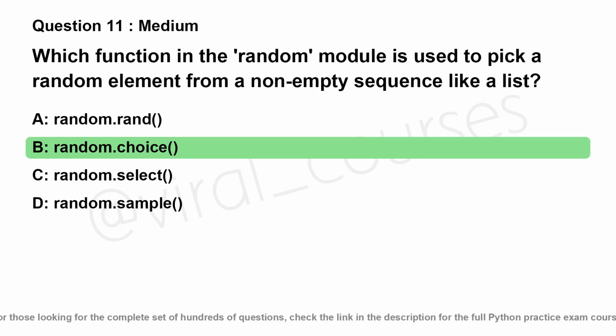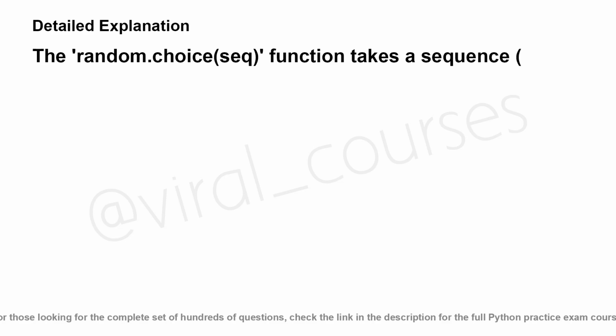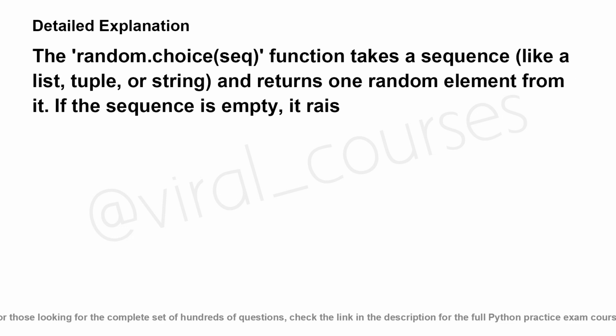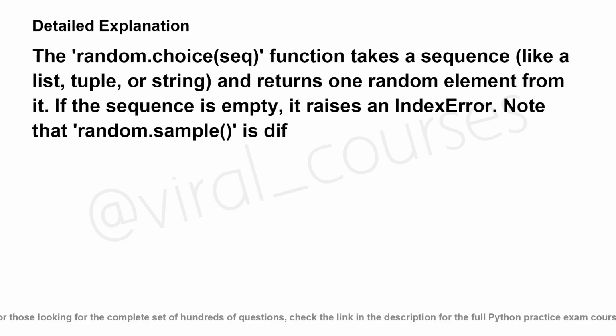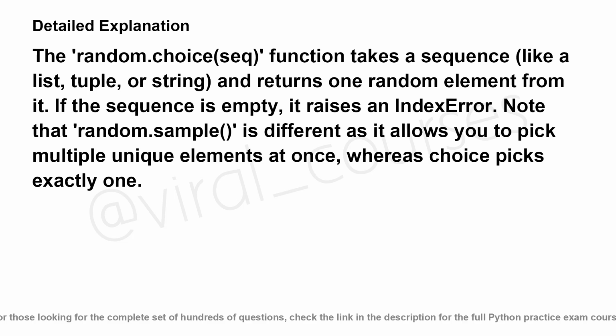The correct answer is B. The random.choice function takes a sequence, like a list, tuple, or string, and returns one random element from it. If the sequence is empty, it raises an IndexError. Note that random.sample is different as it allows you to pick multiple unique elements at once, whereas choice picks exactly one.